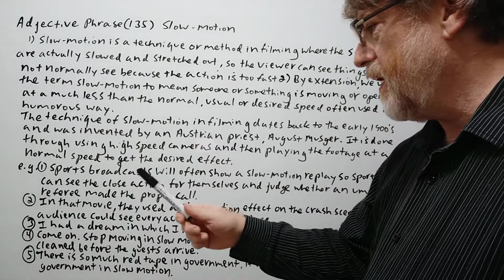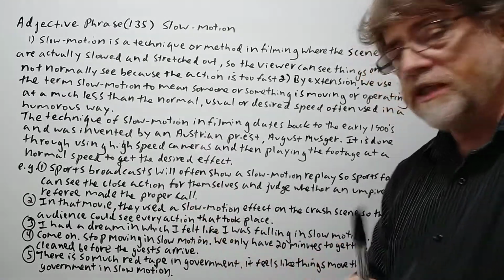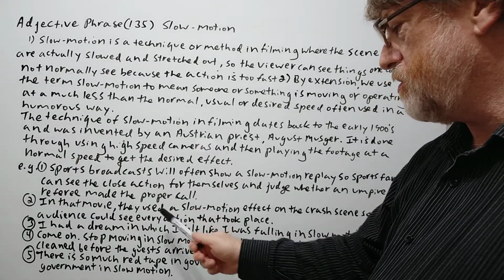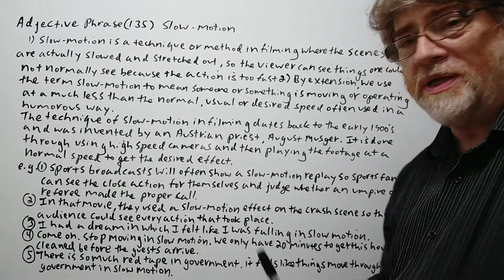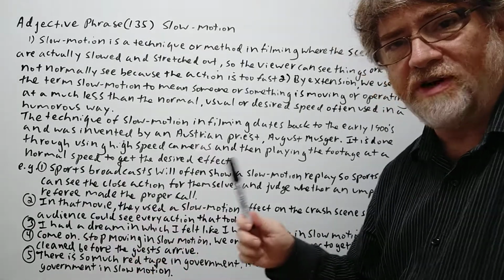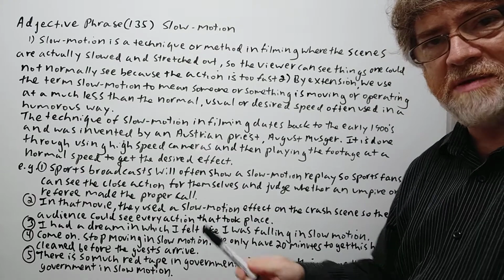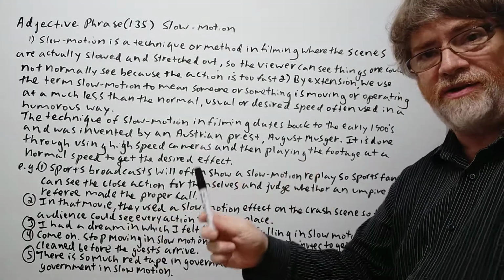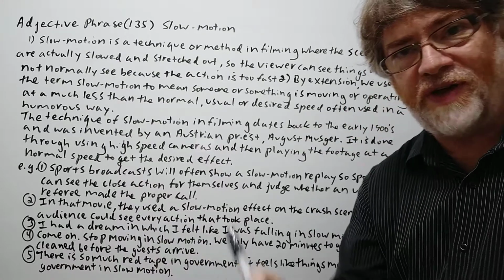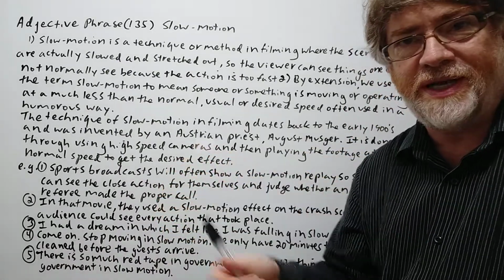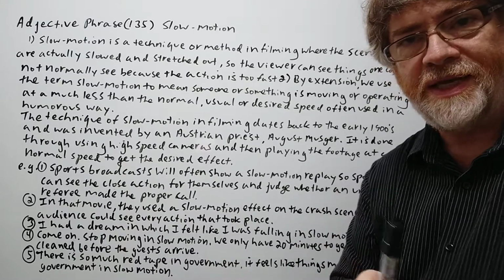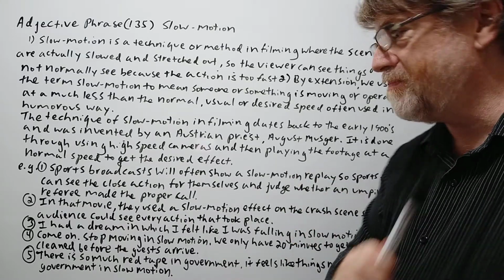Number 2, in that movie, they used a slow motion effect on the crash scene so the audience could see every action that took place. A crash scene in real life, the crash is too fast. You can't really see very much at all. But in the movie, maybe they'll have the car spinning around and they'll show you the people inside with a shocked look on their face as it crashes or hits, something like that. They will do that for a special effect, to emphasize it, basically.